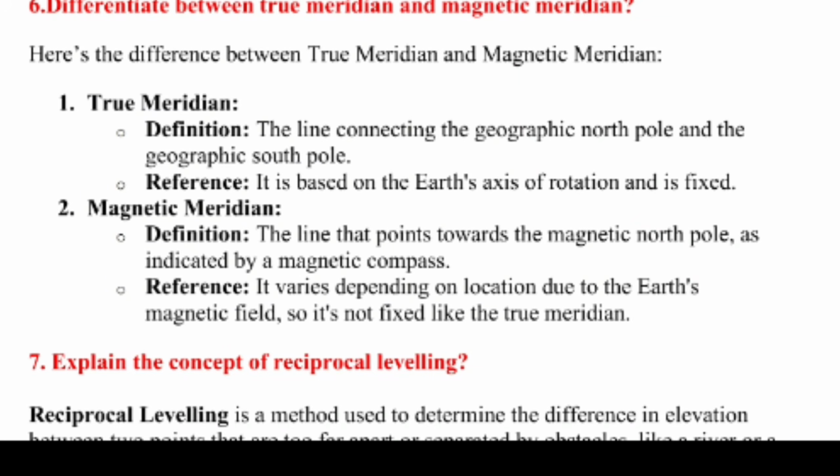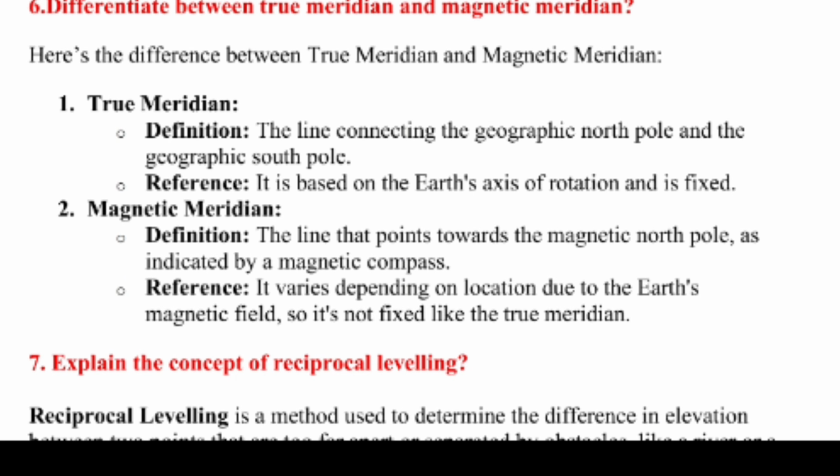Next question will be on true bearing and magnetic bearing. True bearing gives the connection with the geographical north pole and geographical south pole. The line connecting the geographical north pole and geographical south pole, that we call a true bearing. Here we consider the base reference point is the earth axis rotating with the rotation, and it is a fixed point.